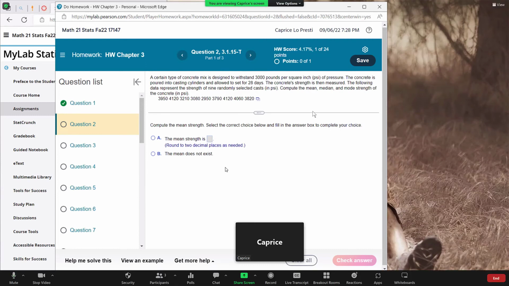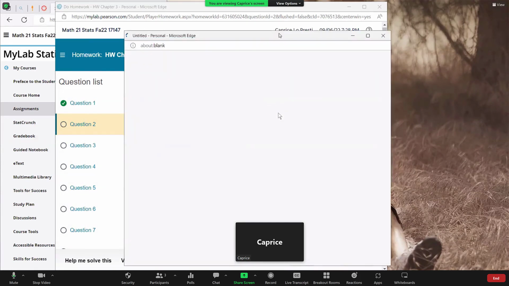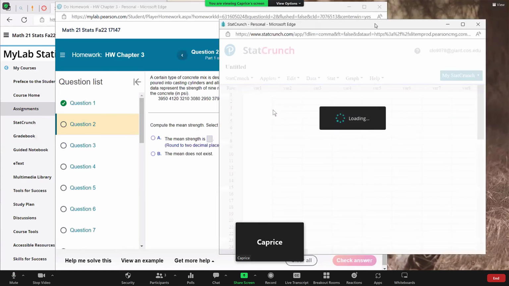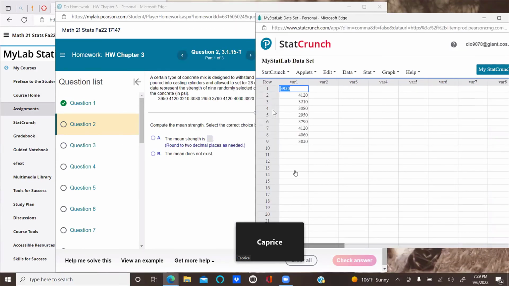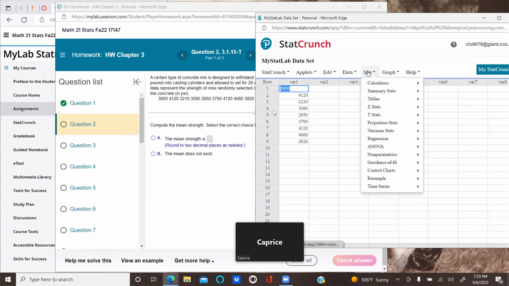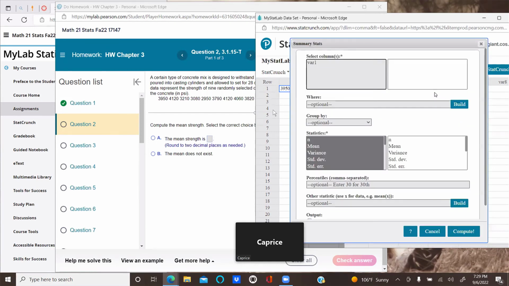You can see the little blue box right next to your numbers. Do open in StatCrunch, and that way you avoid copying them over and making mistakes when typing. And you can just do it here. So you can do the same as what we were just talking about. You're going to do stats, go to summary stats, go to columns. Click on variable 1.